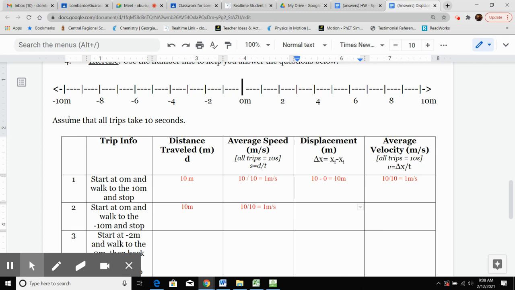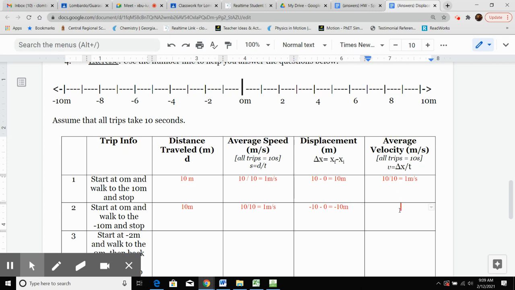But now displacement. We finished here at negative 10. So we have negative 10 minus, what was our initial position? 0. So negative 10 minus 0 is going to equal negative 10 meters. What does that mean? You're behind. The negative here is essentially just telling us a direction. If we wanted to say right was positive and left was negative, this would be telling us now we're 10 meters to the left.